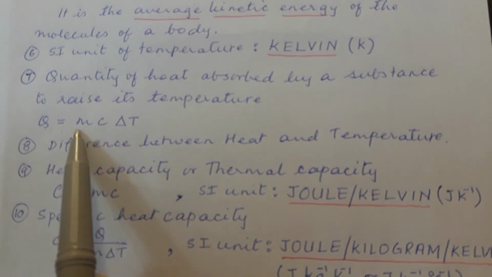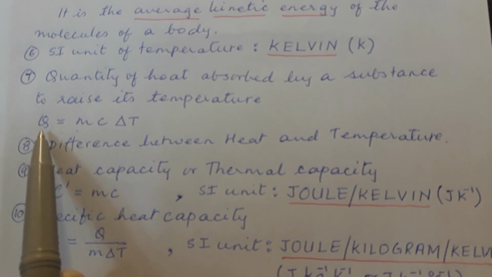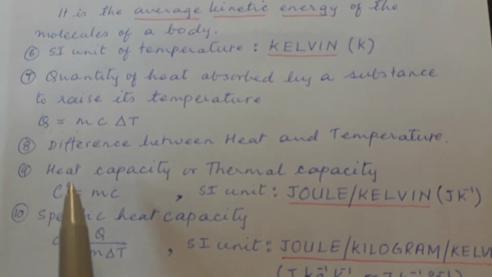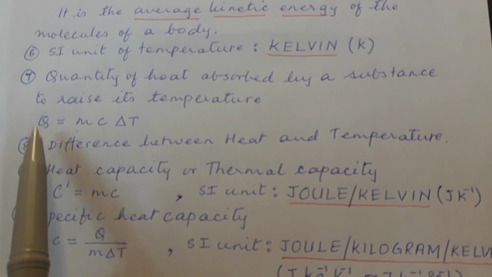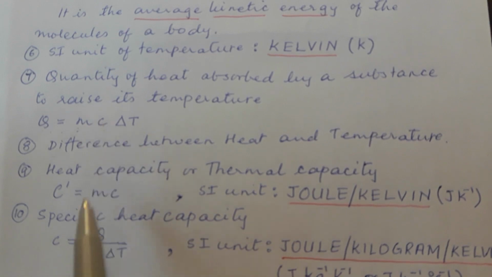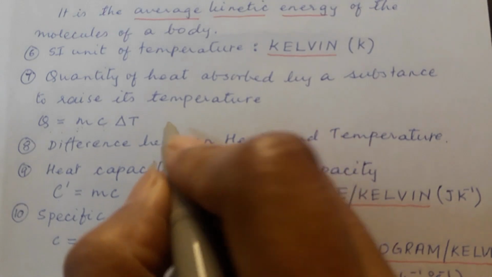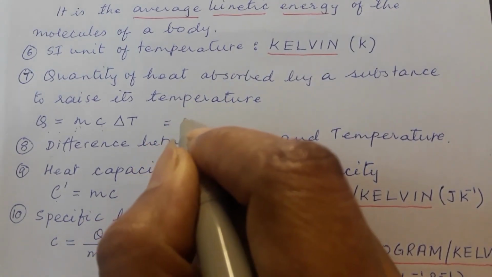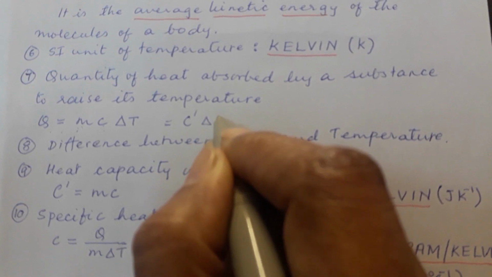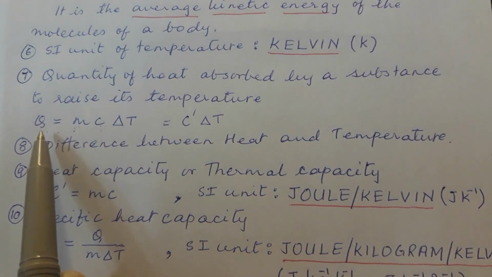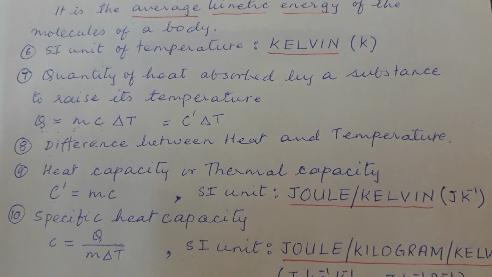It is the same M into C that we used in amount of heat required to raise the temperature of it. So remember, your amount of heat absorbed by a body to raise its temperature is also M into C, means what? It is the heat capacity multiplied by delta T. So we could also write over here, which is equal to C dash delta T. So this gives you another variation for the formula which you can use for our numericals. Now, C dash is M into C. SI unit will be joule per Kelvin, that is J per K.